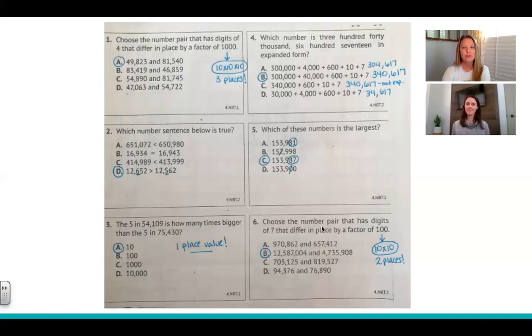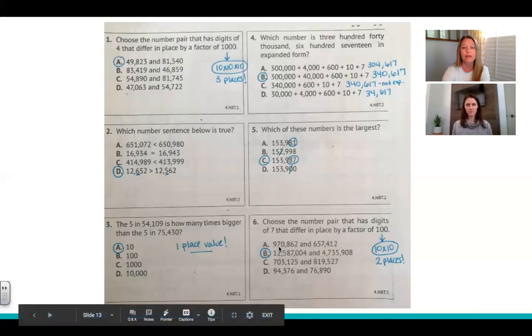Perfect. And the last one, number 6, Mrs. Moore already kind of talked about this one. It's very similar to number 1, only this time I'm looking at the digit 7, and now I'm looking at a factor of 100. So that's just 2 jumps. It's 10 times 10. So I'm looking for a 7 that's 2 place values away from the other 7.